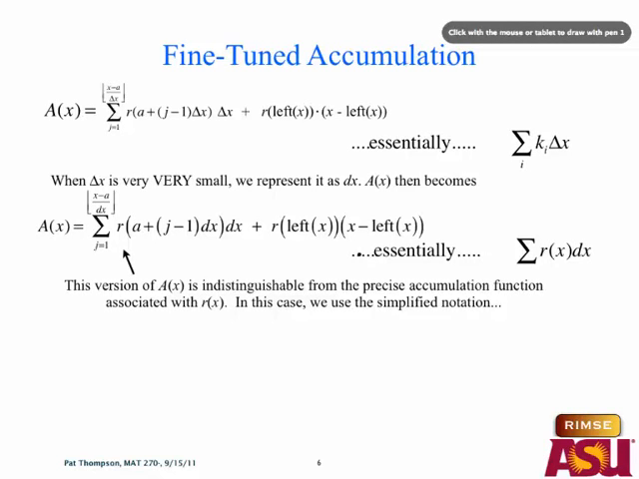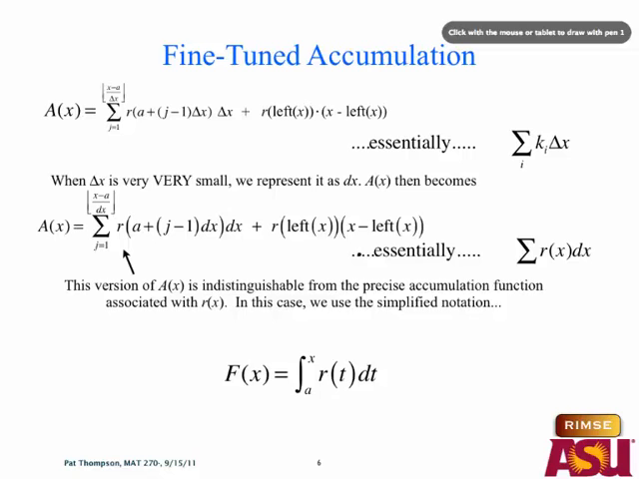Okay, so this version of A of x is, we say, indistinguishable. When delta x is small enough, it's indistinguishable from the precise, the real, true accumulation function associated with r. So we have a simplified notation for that. We said it was integral calculus. It's an integral, okay?